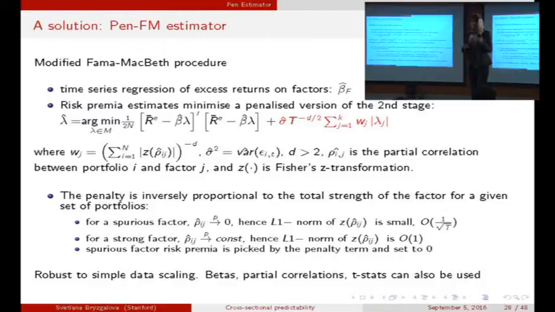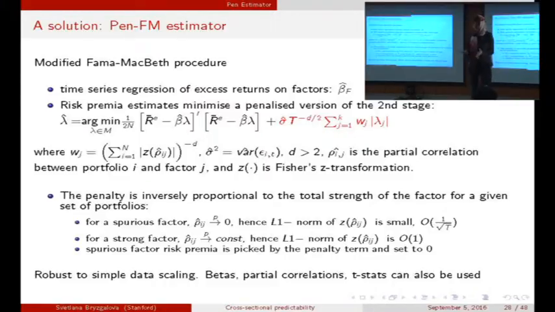At the same time, if I have a true factor, a factor that is important at least for the time series dimension, then I know that there is going to be at least one portfolio with which it is going to correlate enough. What does that mean? That means that if I take the sum of the absolute values of those correlations, there is going to be at least one number that does not converge to zero. That means that the whole sum also is not going to converge to zero. So if I divide by it, I'm not going to get something that explodes. And it's precisely this behavior of the rates of convergence, depending on whether I have at least one portfolio for which my factor is going to be good, that allows me to differentiate between the spurious factors and the good ones.